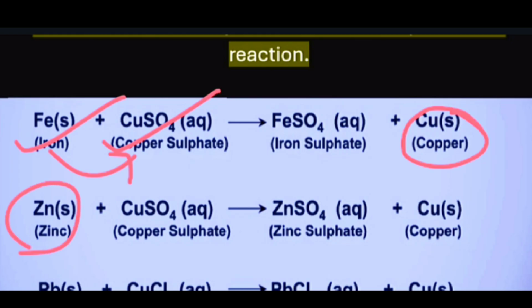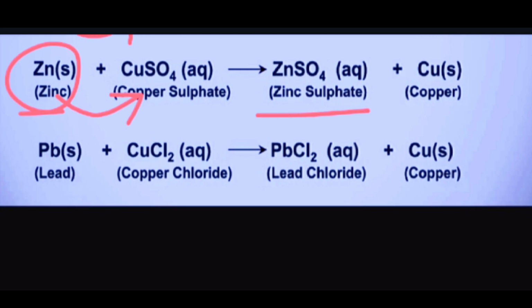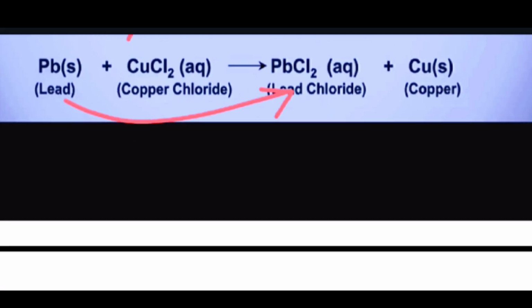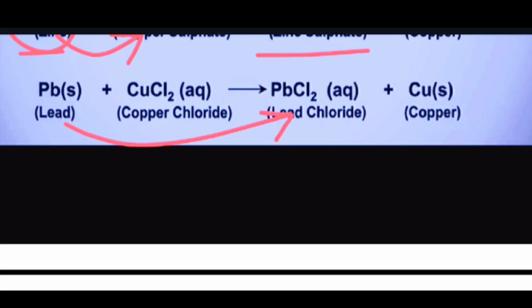Similarly, in another example, zinc is taking the position of copper and forming zinc sulfate. Similarly, lead is taking the position of copper again, and it will produce lead chloride from copper chloride, right? So these are the displacement reactions.